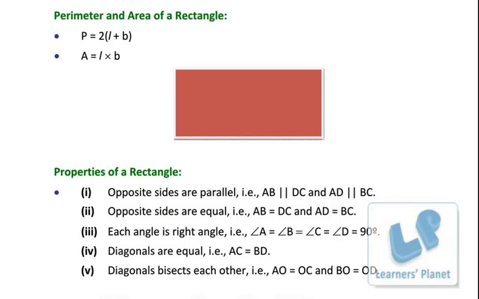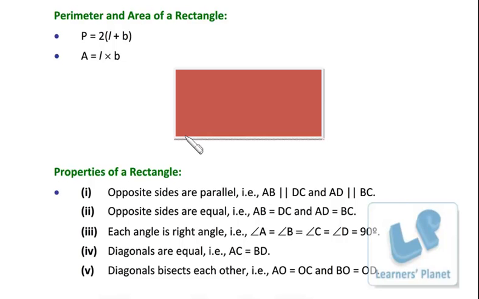Similarly we discuss the perimeter and area of a rectangle. Suppose I have this rectangle where L is length and B is breadth, then the perimeter will be 2 times (L plus B) and the area will be L into B. That's pretty simple. You might have learned this formula in your junior classes, maybe grade 7, grade 8. So these are very simple. Let's go for a quick recap of properties of a rectangle.